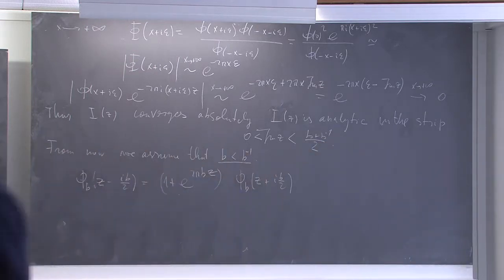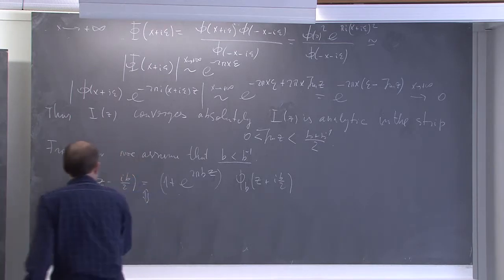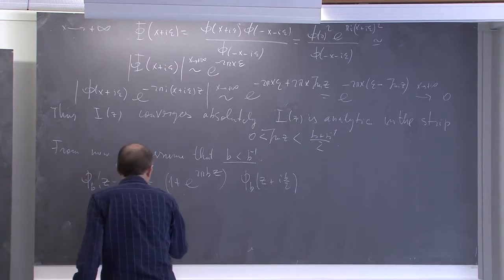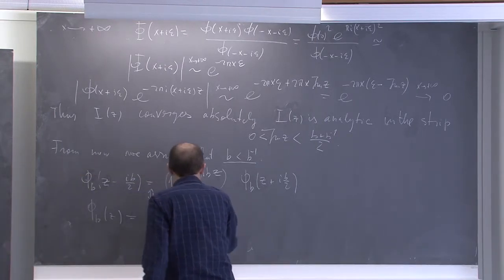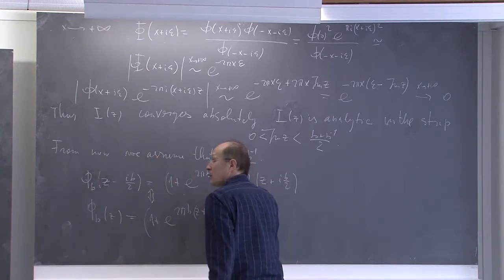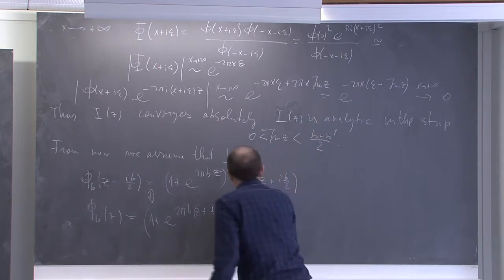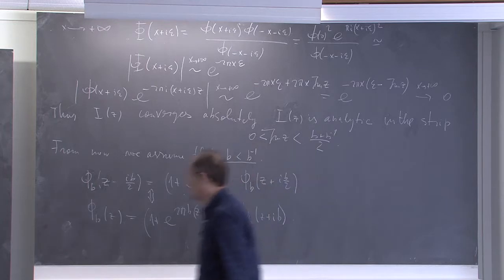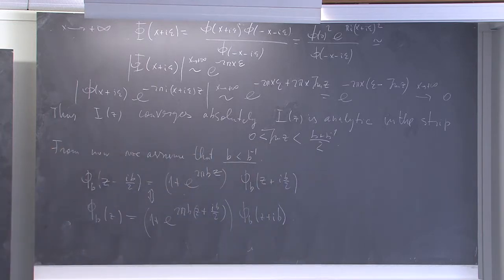And now what we do is we just translate by half of b: phi b of z equals 1 plus e to the 2 pi b (z plus ib over 2), times phi b of z plus ib. Okay, the same equation, obtained by just a translation of the argument z.